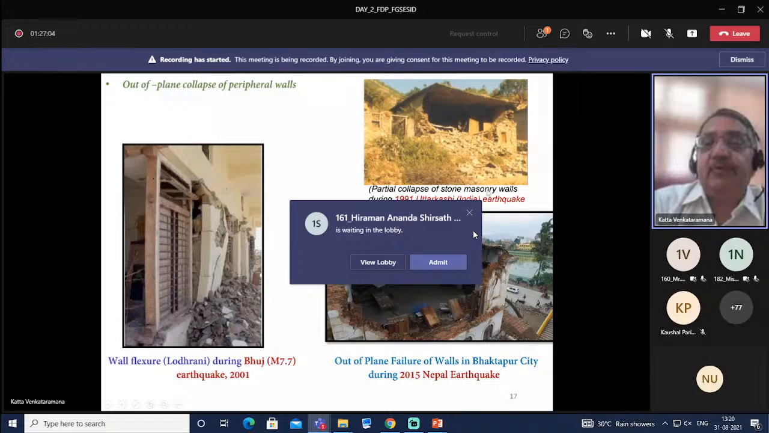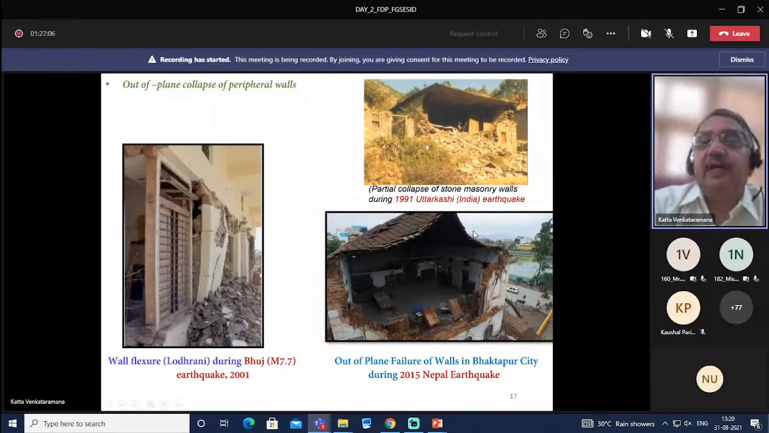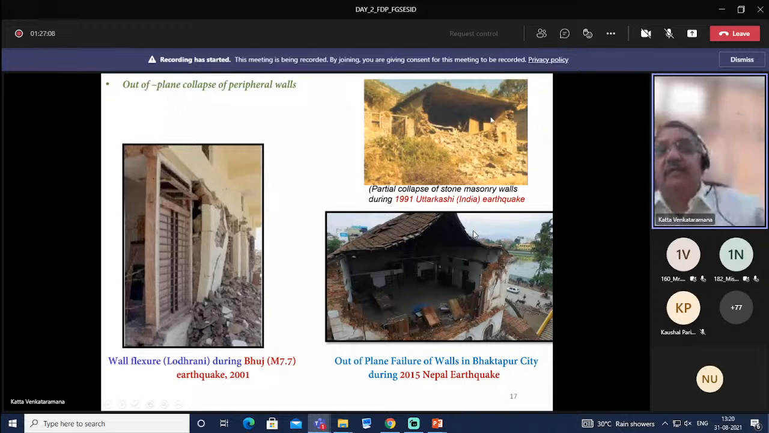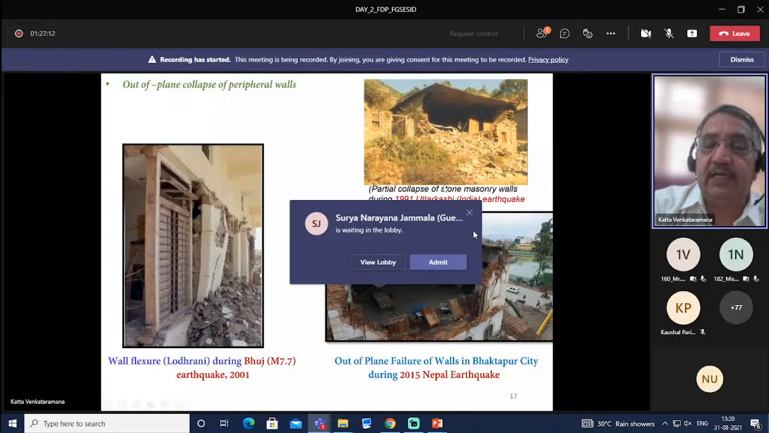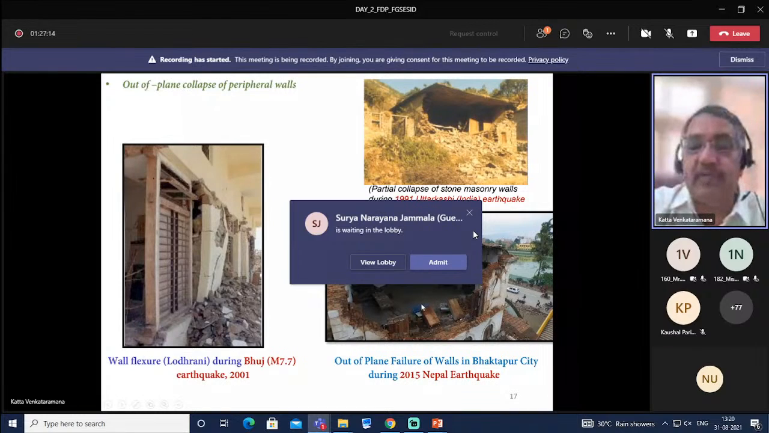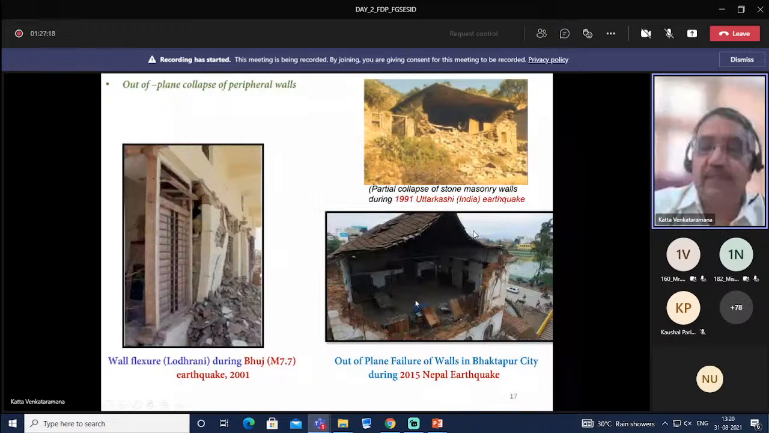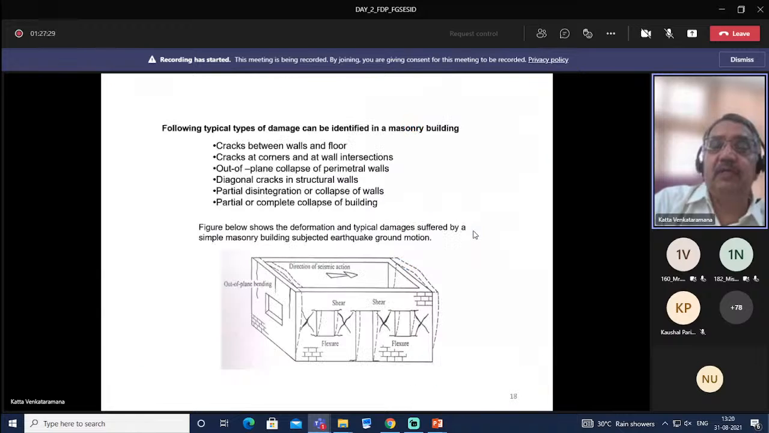This is wall flexure, failure of the wall, bending in during the Bhuj earthquake. Partial collapse of stone masonry walls, you can see here. This is the 1991 Uttarkashi earthquake. Similar damage, you can see out of plane failure of a wall in Bhaktapur city during the 2015 Nepal earthquake. So masonry structures here without bands.